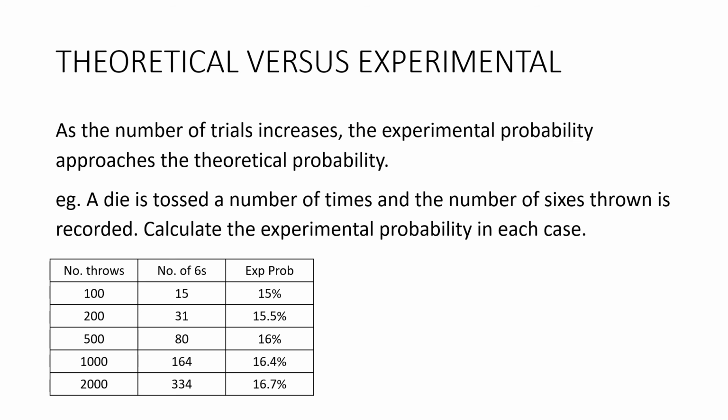What's the theoretical probability? There's only 1 six out of 6 possibilities, so that's 1/6. To turn that into a percentage, we times it by 100, so the theoretical probability is 16.667%. Can you see how this probability is approaching that? So as the number of trials increases, the experimental probability approaches the theoretical probability.